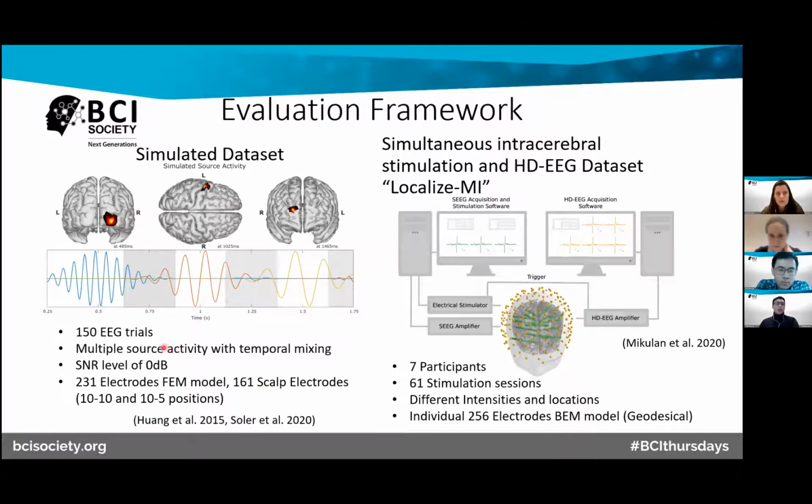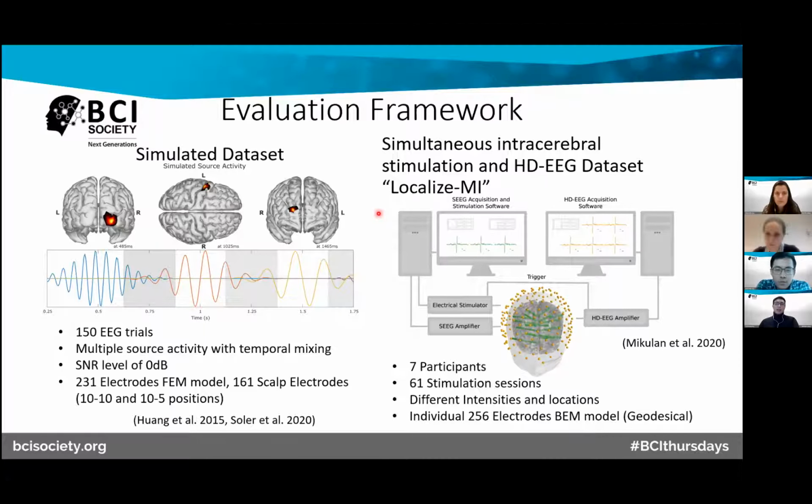And also we include equal level of noise and signal. And we did this using a head model with 231, a very detailed model with 161 scale electrodes, which were in standard positions 10-10, and some of them in the 10-5 positions.